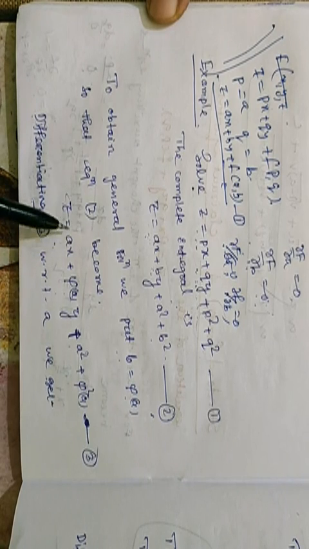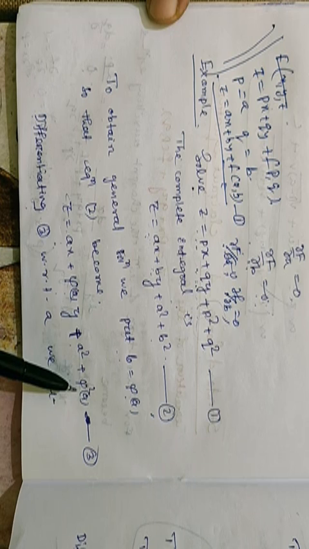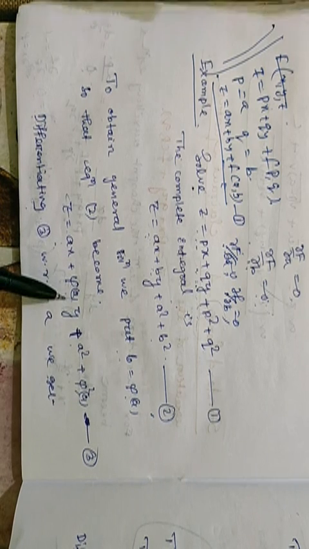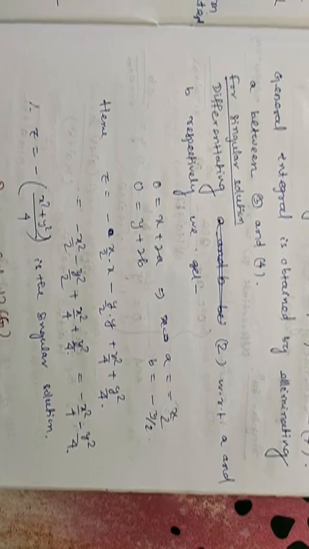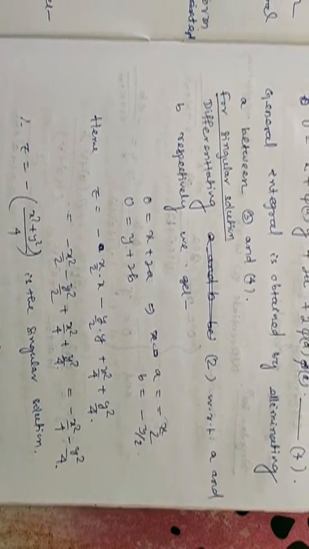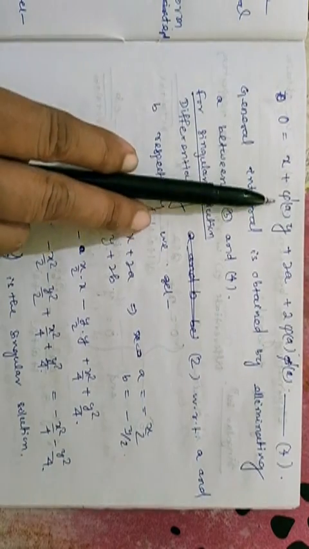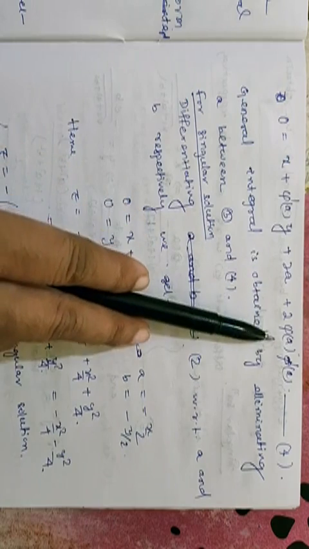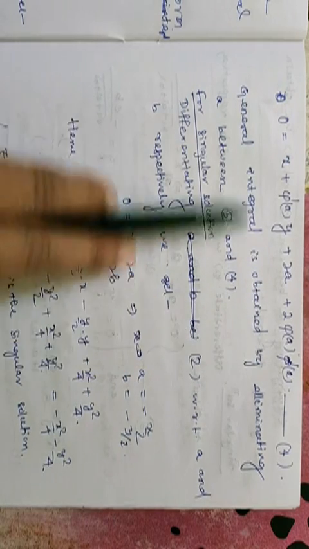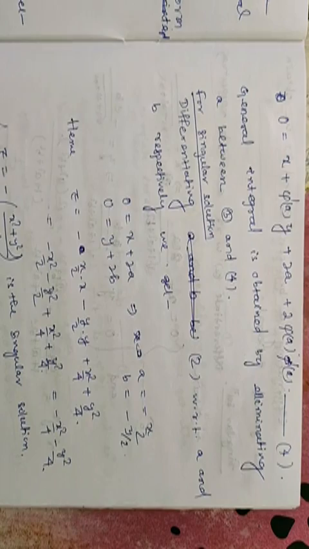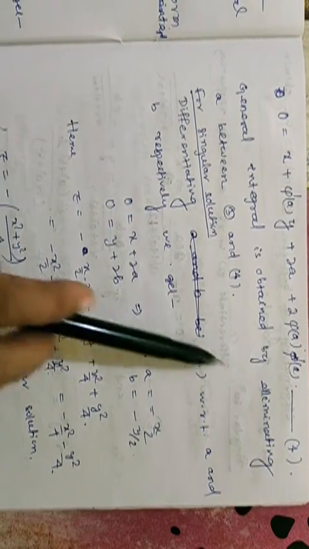Now if we differentiate this with respect to a, what we will get is 0 is equal to x plus phi dash(a)y plus 2a plus 2 phi(a) phi dash(a). You can differentiate that expression with respect to a. Now let it be 4.